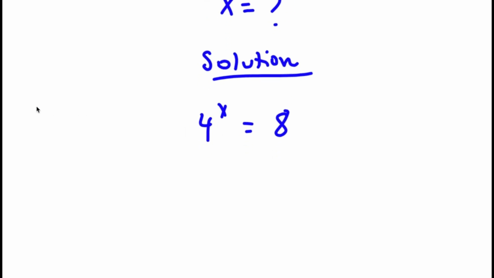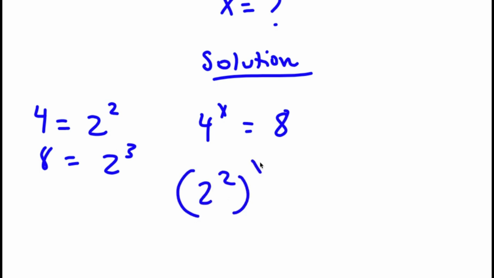And 4, this is the same thing as 2 to the power of 2. And 8, this is the same thing as 2 to the power of 3. So now if I replace 4 with 2 to the power of 2, and if I replace 8 with 2 to the power of 3, I get 2 to the power of 2 to the power of x is equal to 2 to the power of 3.